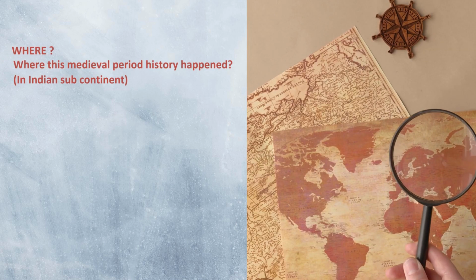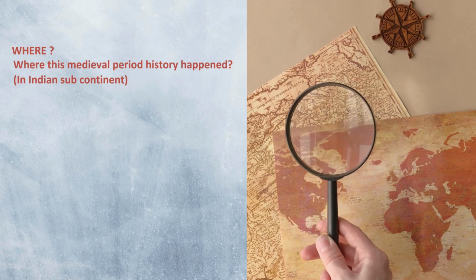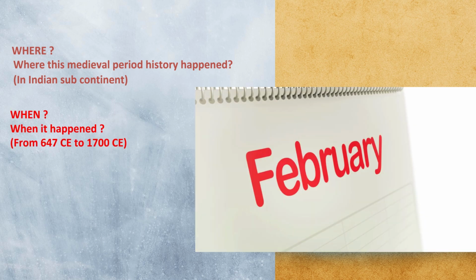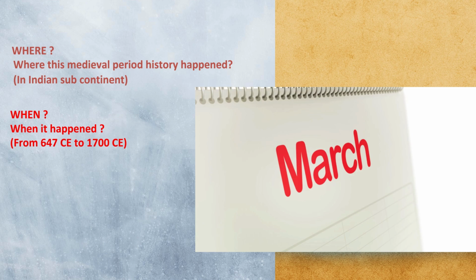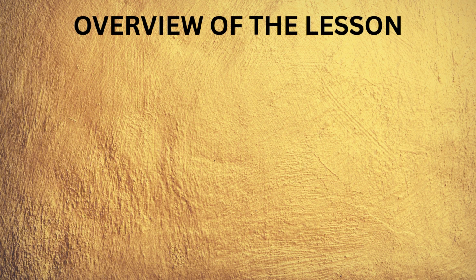Let's understand it first. Where refers to where this medieval period history happened, in the Indian subcontinent of the globe. When refers to when it happened, from 647 CE to 1700 CE. How refers to how the historians depend on different sources to learn and reconstruct the medieval period.